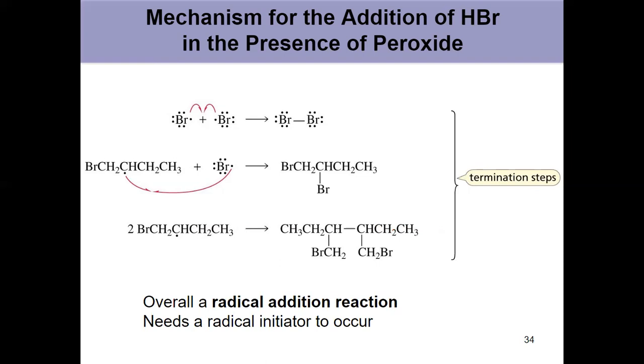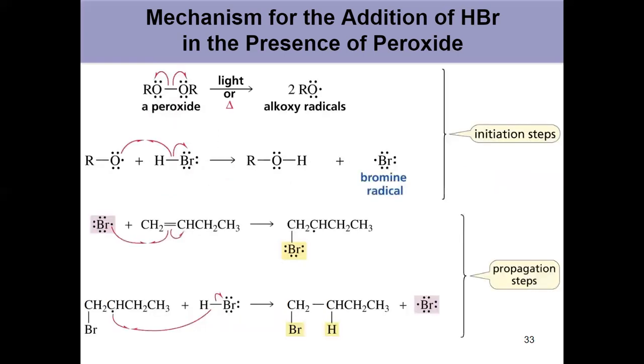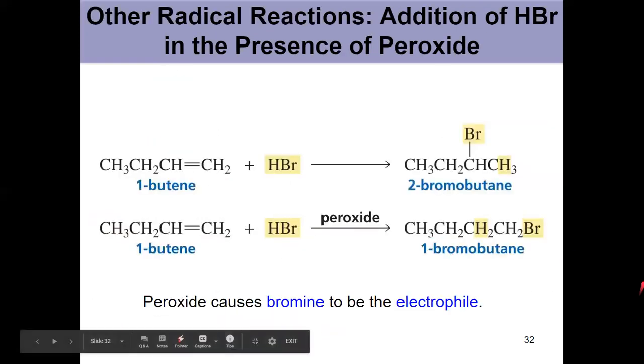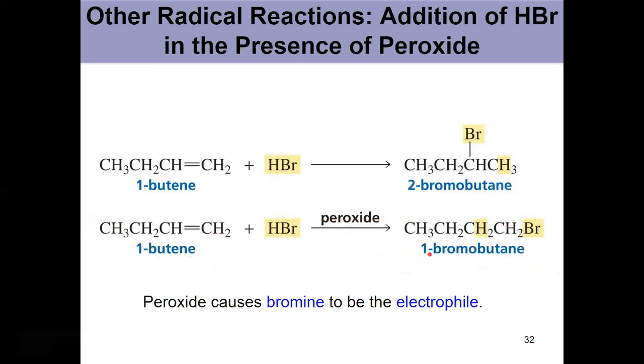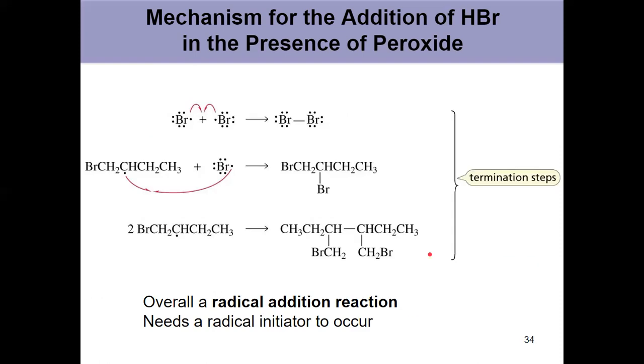It's a radical addition reaction because bromine has added to our product via a radical mechanism. It needs a radical initiator in order to occur, and peroxide is the initiator in this case. That causes bromine to be the electrophile. So we're not violating Markovnikov, we just switched who's acting as the electrophile. So definitely know that the presence of peroxide is going to change your product. Know that bit of information and be able to know the mechanism for a test as well.